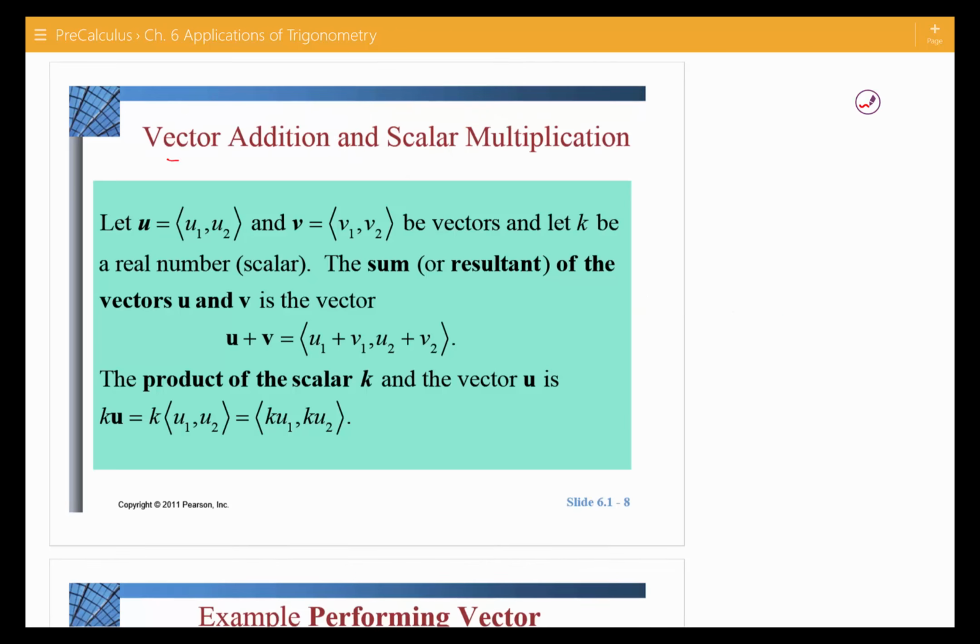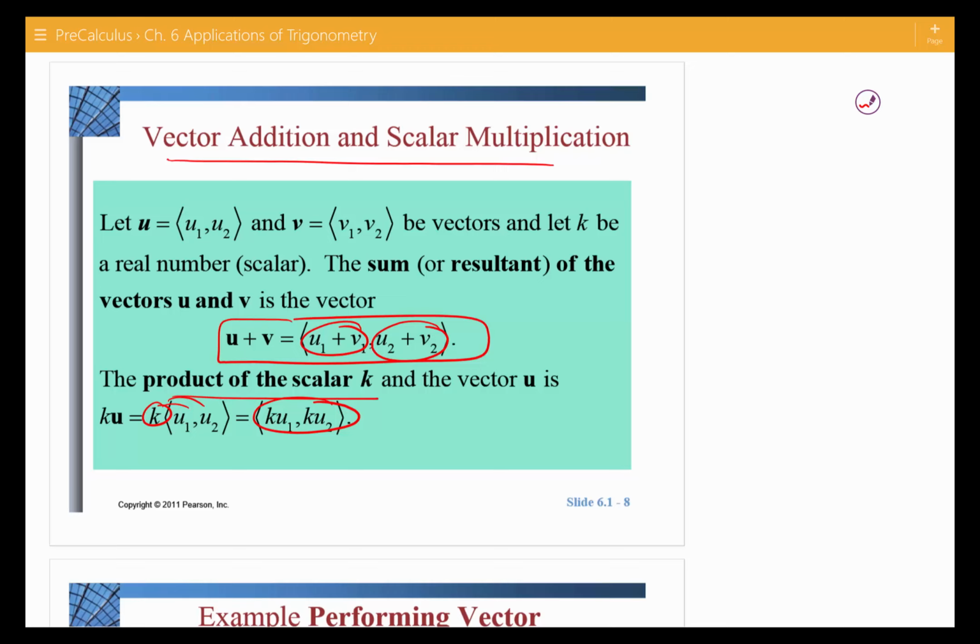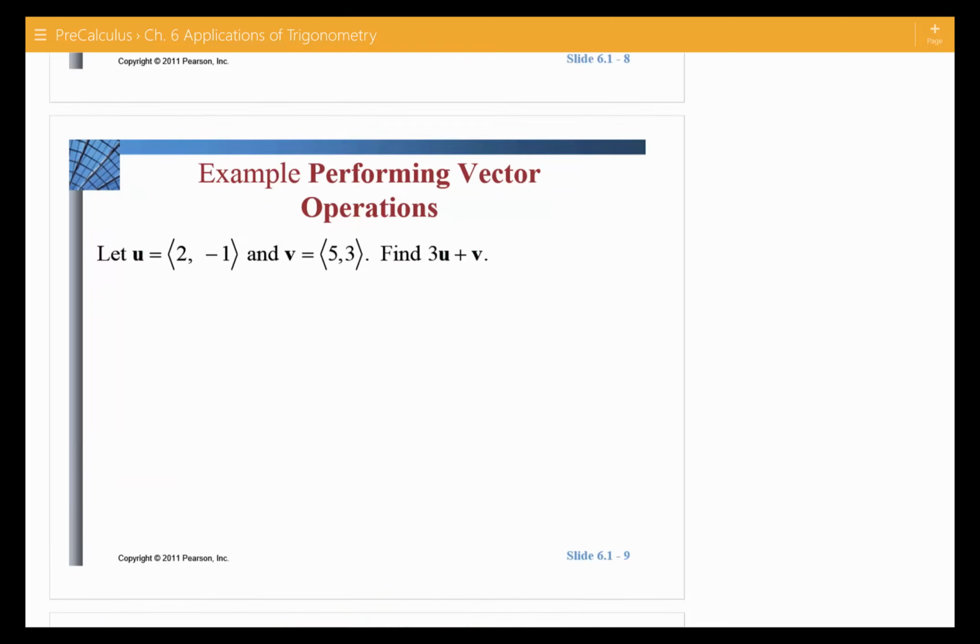Next is vector addition and scalar multiplication. When we add vectors together, it's really simple. We add the x components and add the y components, which is what the book says here. We can also do the product of a scalar, which is just a number. When we multiply by a number, we basically just distribute it so that the number gets multiplied by both the x and the y coordinates. Let me show you an example of that.